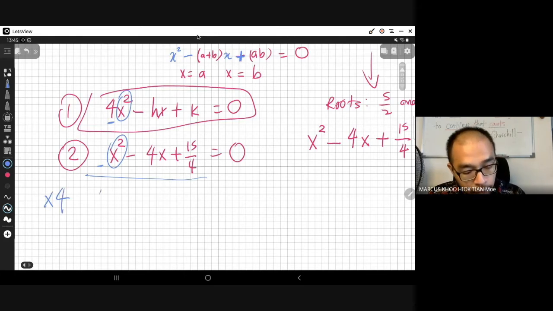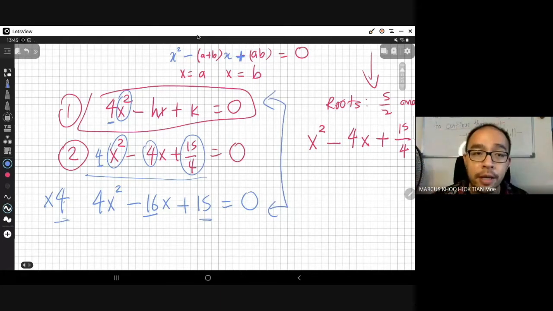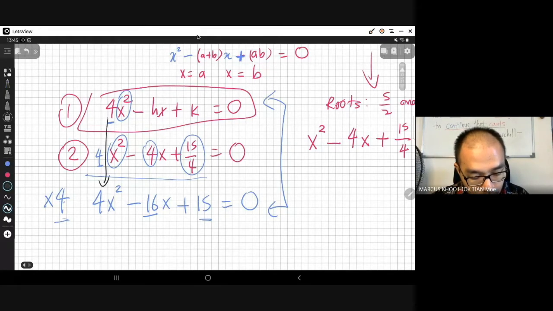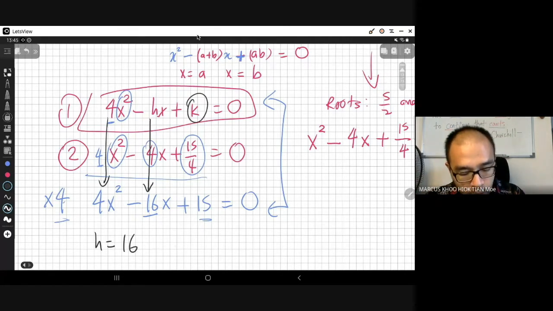So what will we get? 4x squared minus 16x plus 15 equals to 0. Okay, ini darab 4 akan jadi 4. 4 darab 4, 16. 15 over 4 times 4, 15. Okay. Now kita bandingkan ini dan ini. Kita kasih tindih saja. Kan? Kalau kita kasih tindih, 4 and 4. Negative h, negative 16. Satu kali kamu tengok, kau boleh bagi tahu sudah. h sama dengan 16. So kau bandingkan saja. You're just comparing. And k equals to 15.